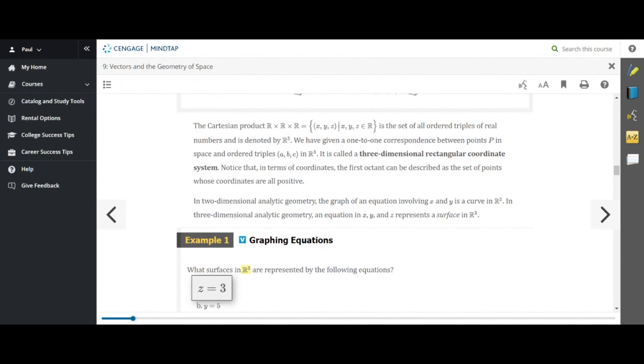So if Z equals 3, well, when we plot coordinates in space, we have an X coordinate, a Y coordinate, and a Z coordinate. What's always true about the Z coordinate? If we're going to plot the surface Z equals 3, what's always true about the Z coordinate?